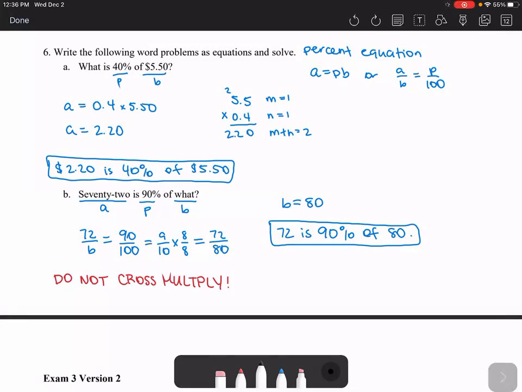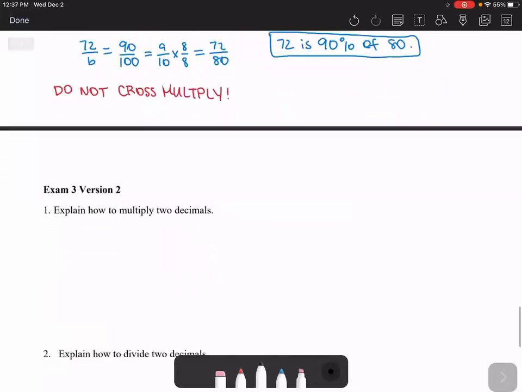Any other questions on this one? Okay, so moving on to exam 3 version 2.